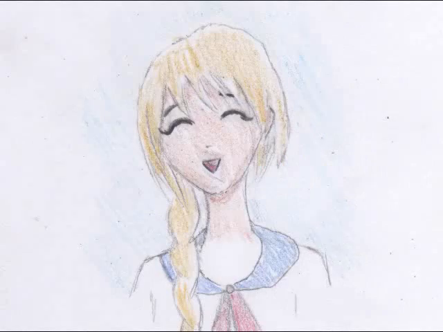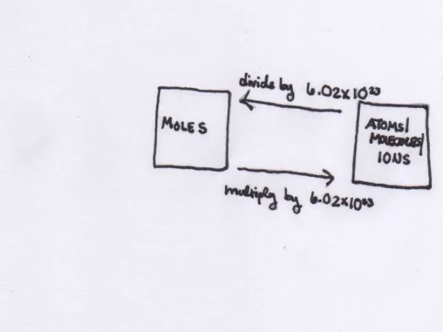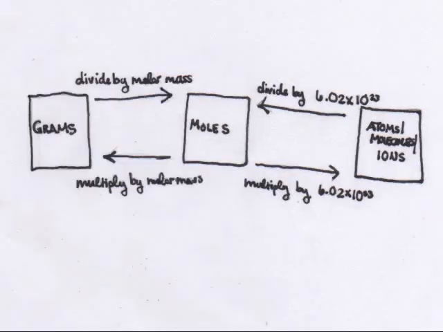Once you figure out how to find the molar mass of an element or compound, you can convert between units of grams, moles, or atoms. When you're converting between moles and atoms, you will divide or multiply by Avogadro's number, or 6.02 times 10 to the 23rd. When you're converting between moles and grams, you will divide or multiply by the compound or element's molar mass.